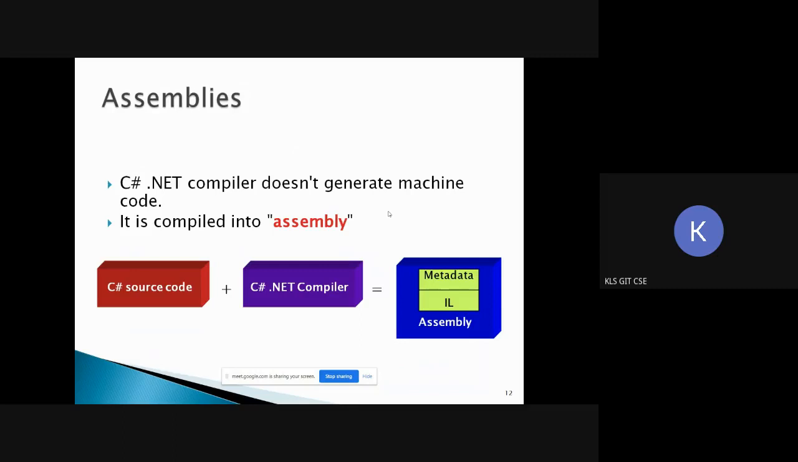So next, let us come to assemblies. Let's take a look at what happens. When a C# code is compiled with the C# .NET compiler, it does not generate machine code, just like most other programming languages. In fact, it is compiled into an assembly. Every language has its own compiler, correct? It does not have a common compiler. So it generates this particular assembly. So what does the assembly have? Metadata and intermediate language.